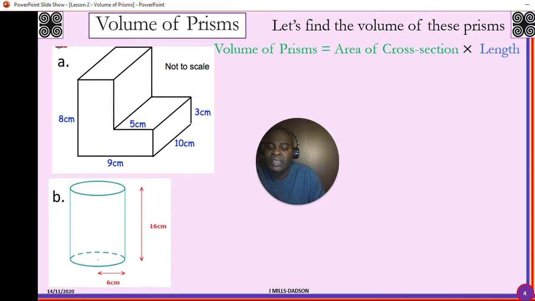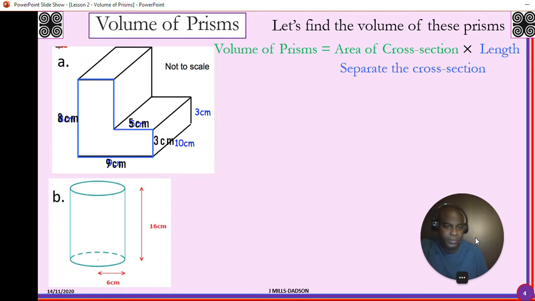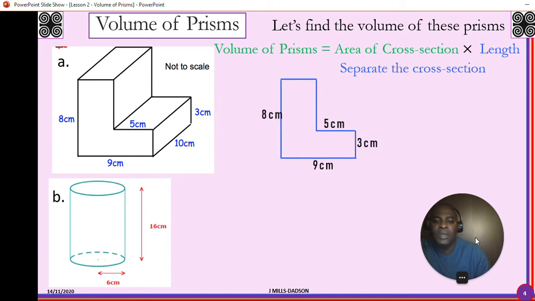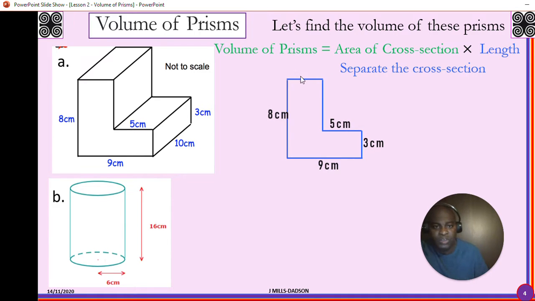So let's look at A. To work out A, let's put the cross section by the side. Okay, so I've put the cross section. I need to work out what is missing here. This line is 9, and 9 is equal to 5 plus something, because this gap is the same as the gap up here. So 5 plus 4, because 9 minus 5 gives you 4. So this gap is 4, therefore the top line should be 4.